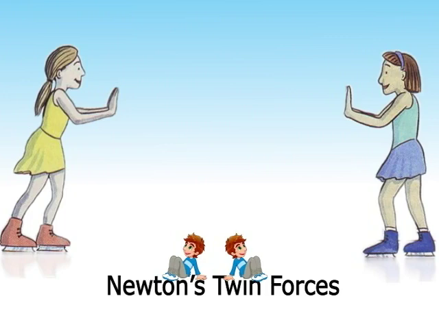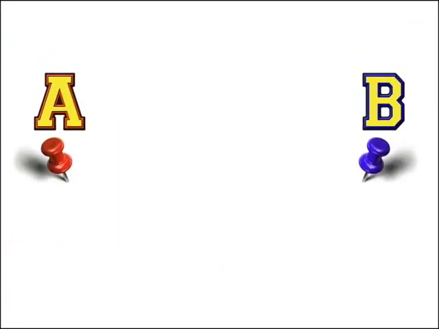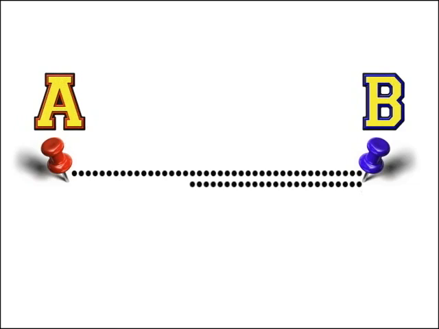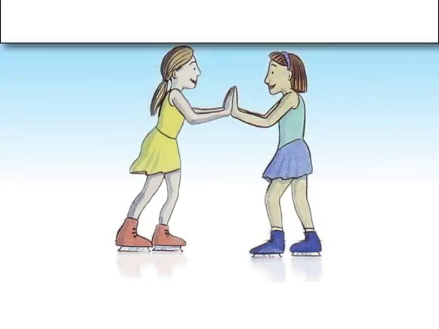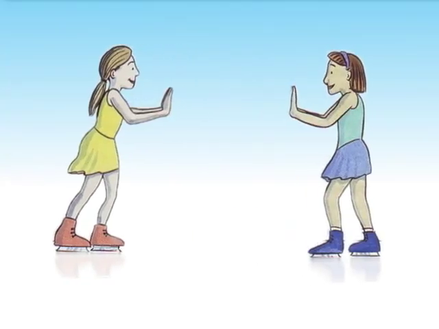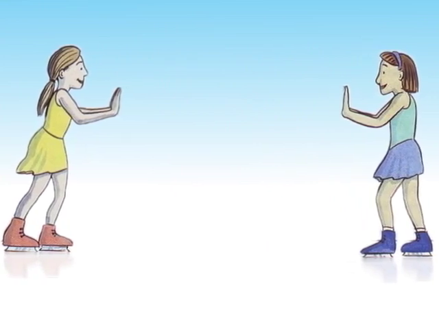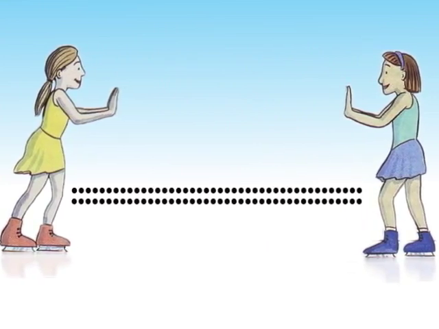But one of my favorite analogies of Newton's third law, his twin forces, is distance. The distance from A to B is equal to the distance from B to A, except that it's opposite. An idea very similar to force. The force from A to B is equal to the force from B to A, except it's in the opposite direction. Thus, the skaters move apart in the opposite direction with equal force.